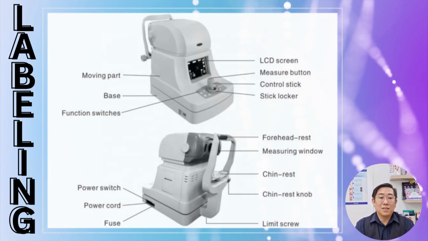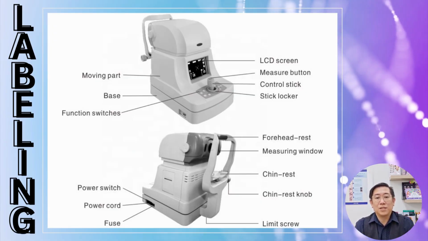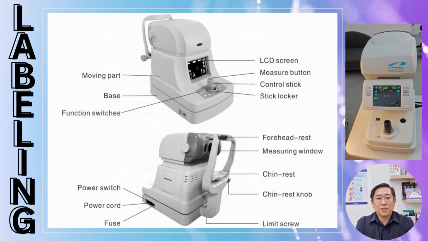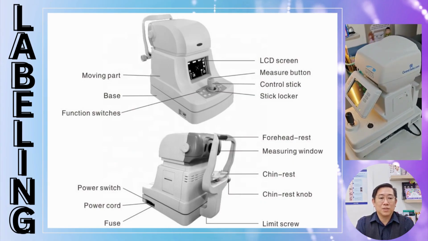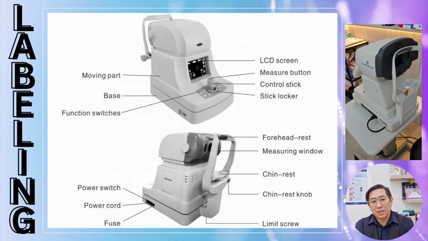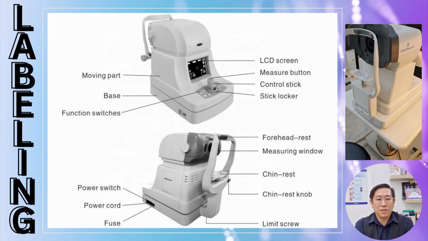Now let's take a closer look at the anatomy and main components of the autorefractor, a commonly used device in optometry clinics to objectively measure refractive errors. On the top section of the autorefractor, we have several key components. First is the moving parts. This is the upper section that automatically adjusts to align with the patient's eyes for accurate measurement.